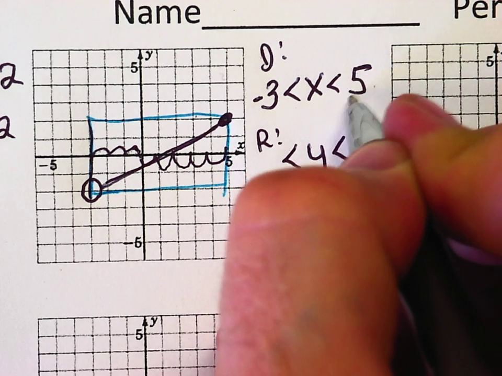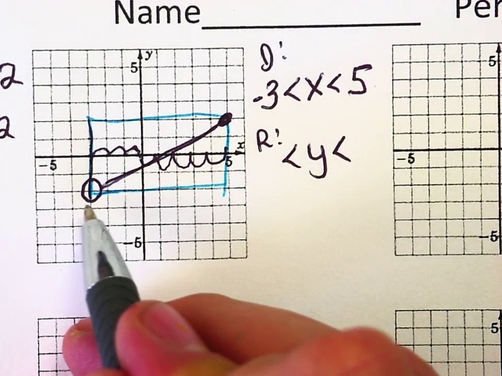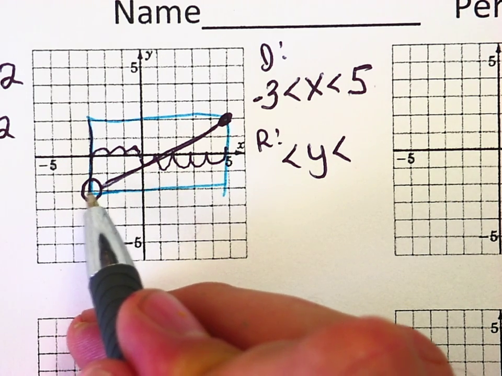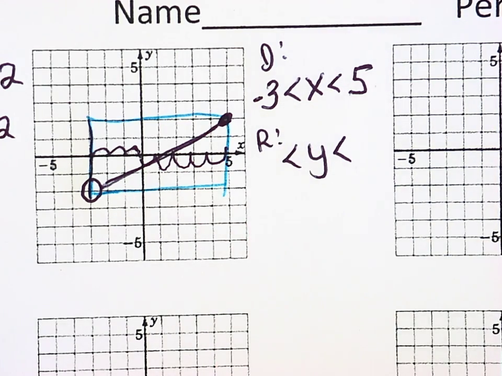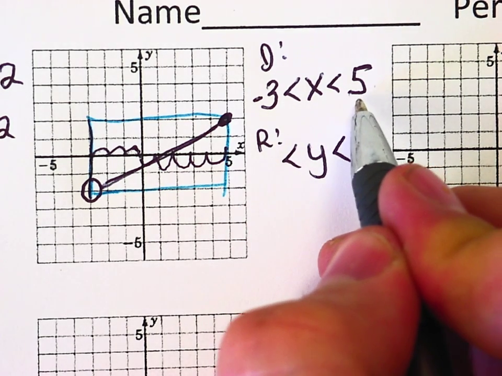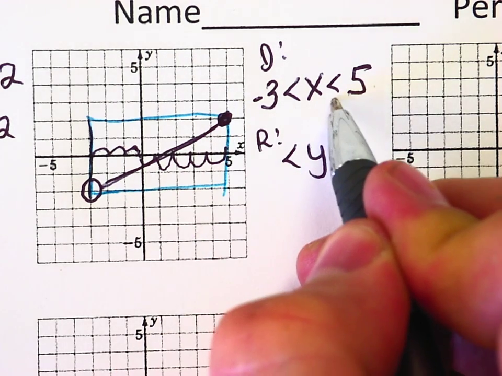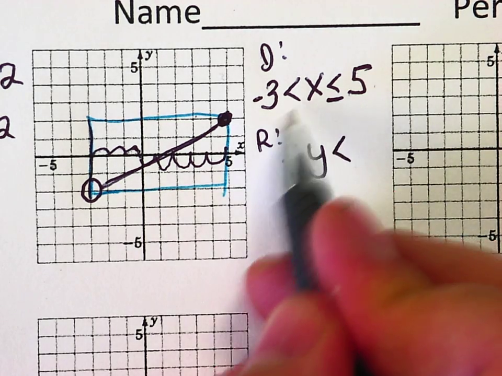All right. Now, can x be equal to -3? Well, at -3, there's an open circle, which means that x cannot be equal to that point. So I just leave that alone. I say -3 is less than x. All right, and then I go to the right side of the box. Can x be equal to 5? Well, since that circle is shaded in, it can. So x is less than or equal to 5. You got to be really careful with these equal signs.